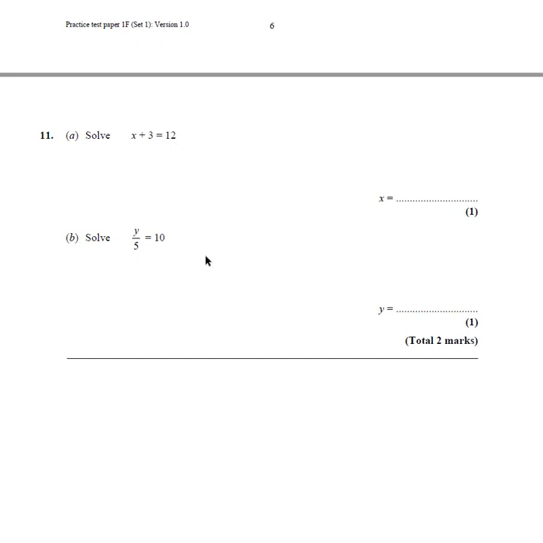Solve x plus 3 is 13, so some number plus 3 is 13. Y divided by 5 is 10. So it's not 2, that will be a common mistake. It's not 10 divided by 5 is y, it's y divided by 5 is 10. So what number would you divide by 5 to make 10?